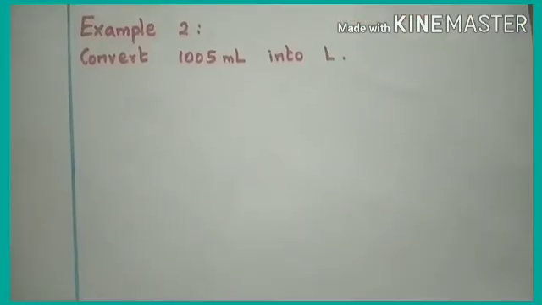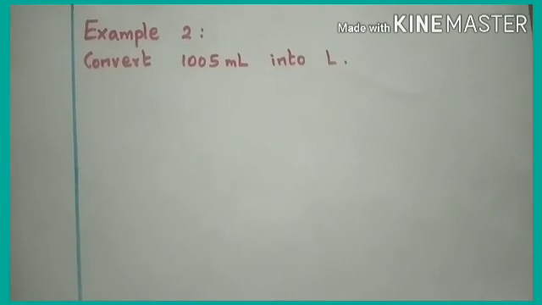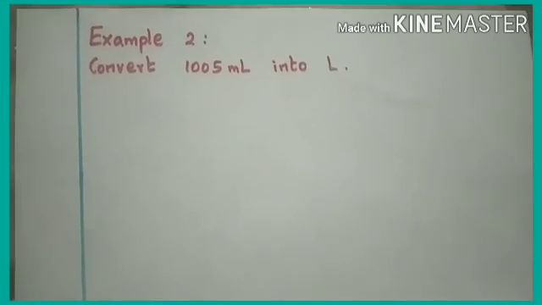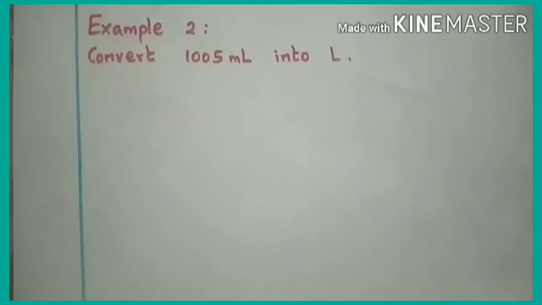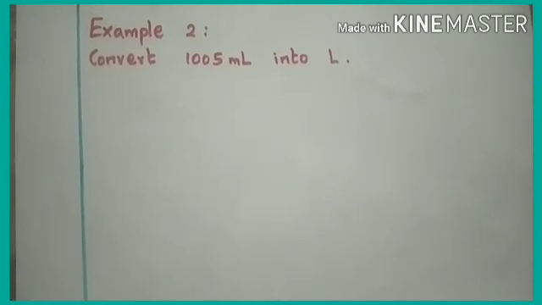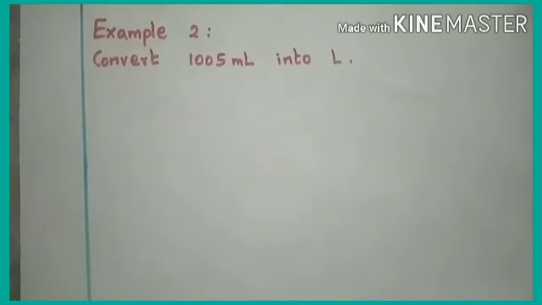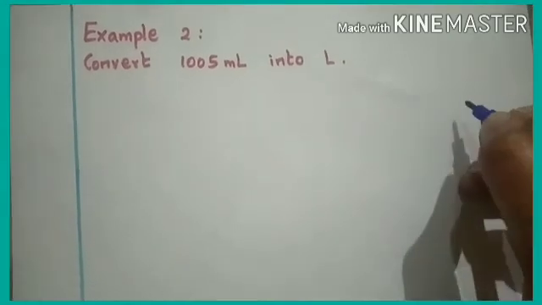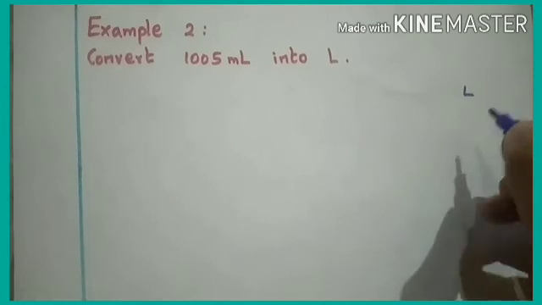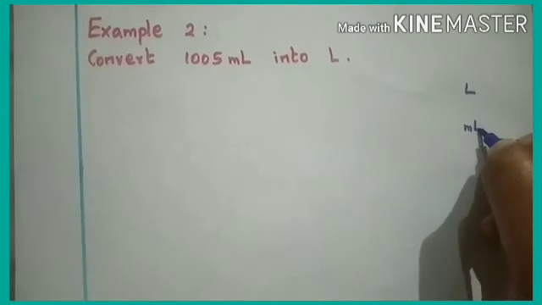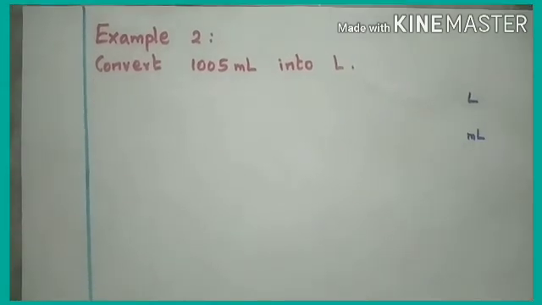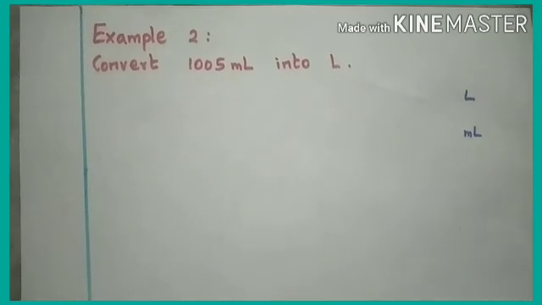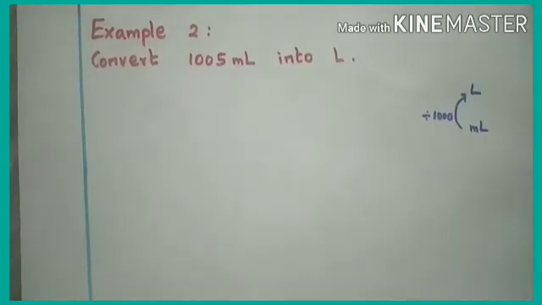Example 2. Convert 1005 milliliter into liter. Let's convert 1005 milliliter into liter. In this sum, milliliter is given. We are going to convert into liter. First write the units liter and milliliter. To change from milliliter to liter, divide by 1000.